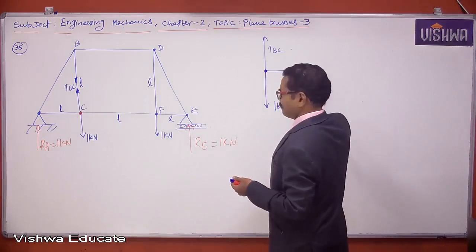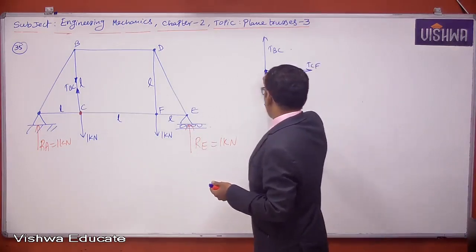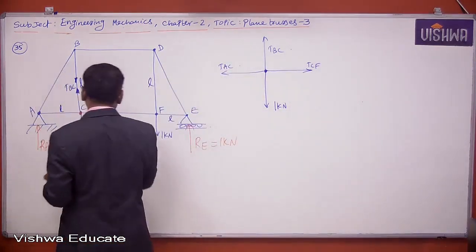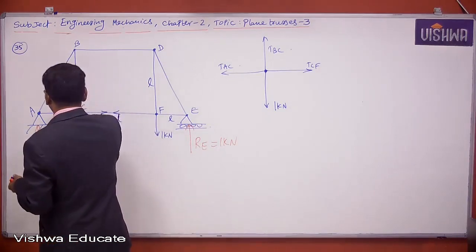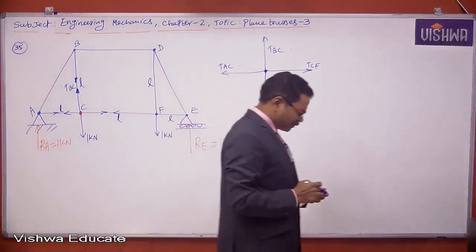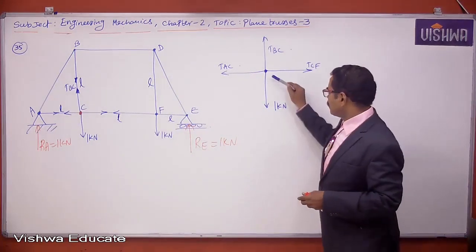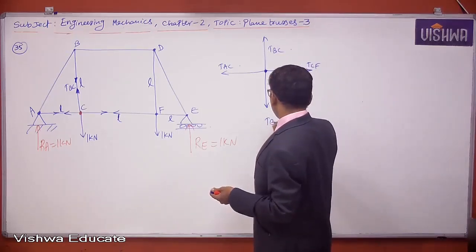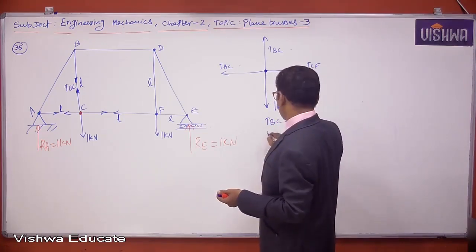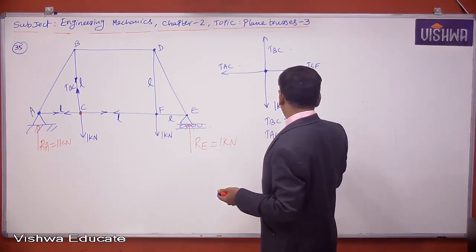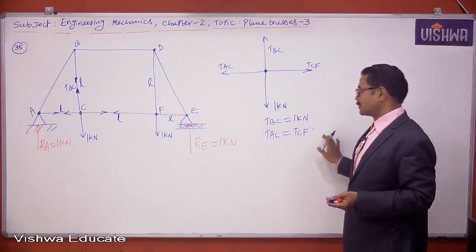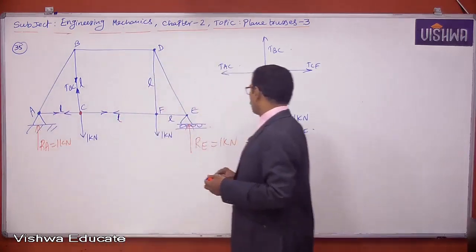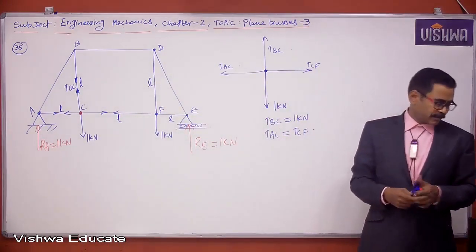To the right, TCF will come. To the left, TAC will come. I am assuming every member carries tension. What is TBC? Sum of downward forces is equal to sum of upward forces. So TBC is equal to 1 kilonewton, and I can say TAC is equal to TCF. Currently I don't know TAC and TCF, but by taking the next joint you can easily find them. The answer is 1 kilonewton. Please copy.